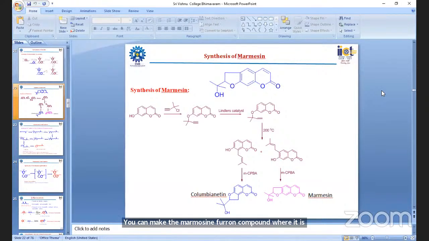And if you can make another isomer, you can make the columbianetin. That means you can make the 2 compounds, marmosine as well as the columbianetin. So same oxidation by using the mCPBA, 2 intermediates, you can make the 2 compounds. One you can make the marmosine and another one you can make the columbianetin. But both are most important compounds. If you test it, both are biologically active compounds.